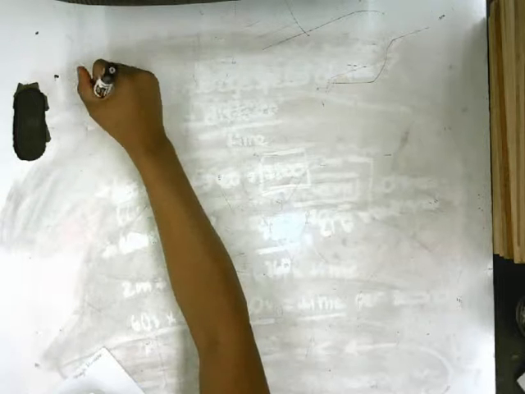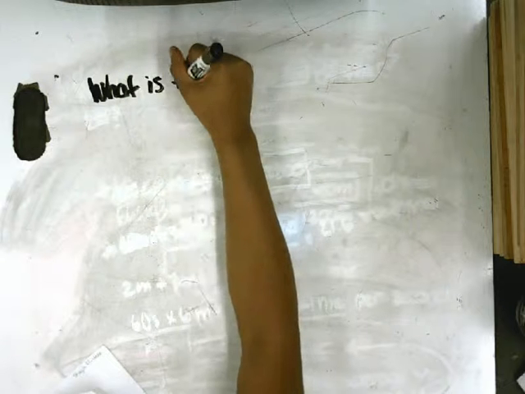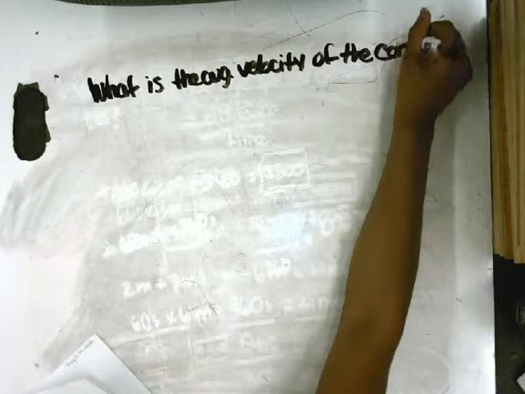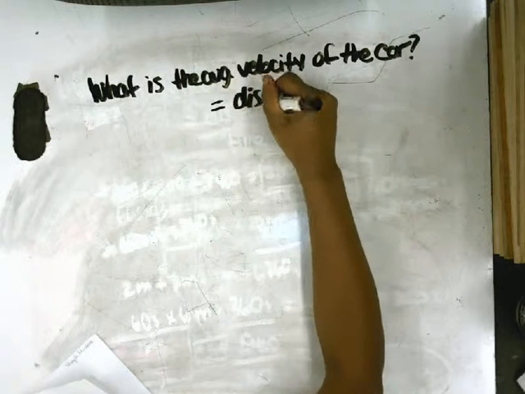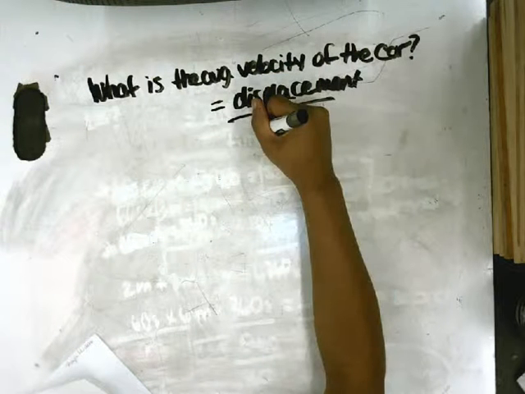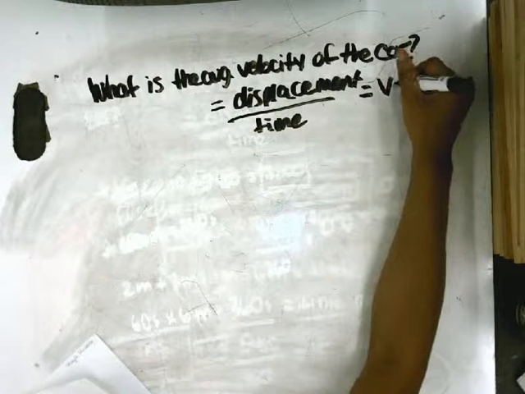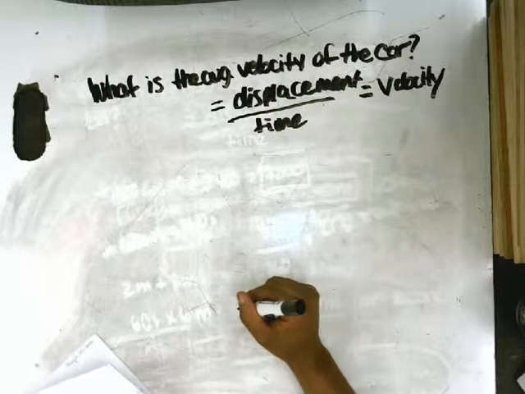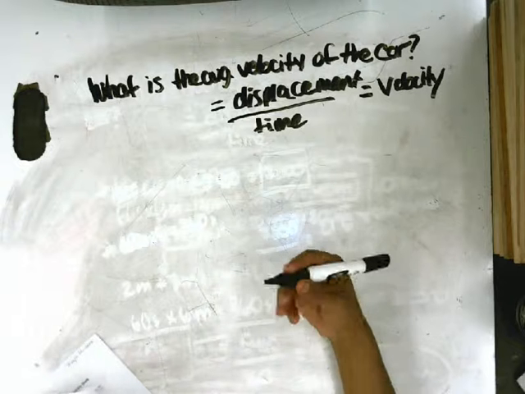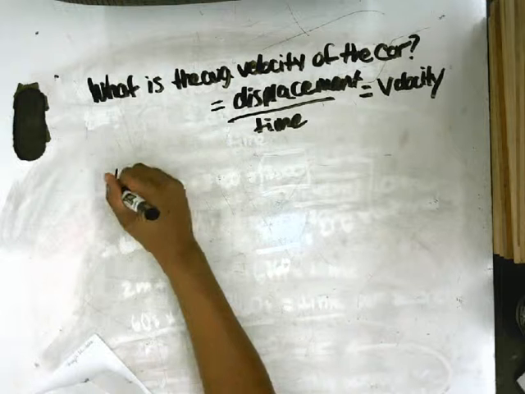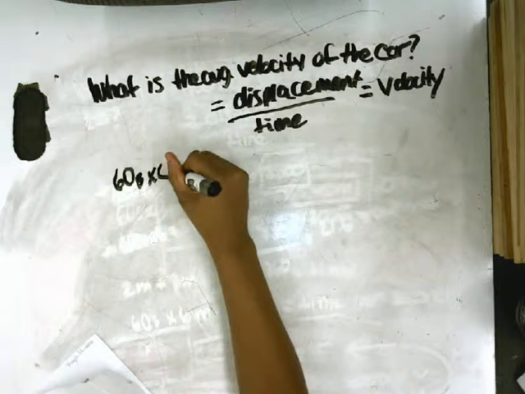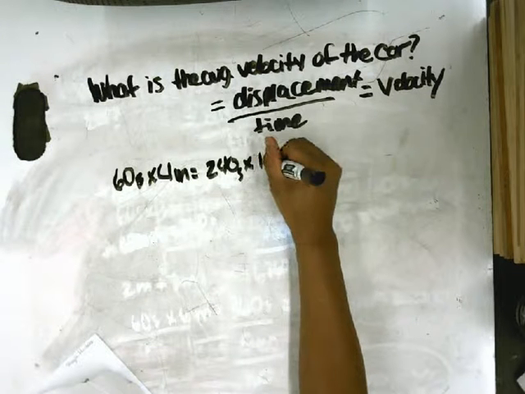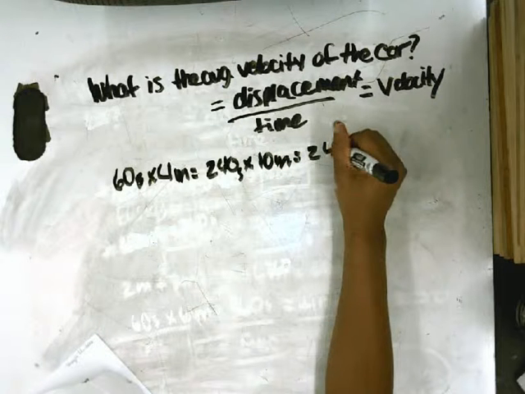So again, we're trying to figure out what is the average velocity of the car. And that equation is displacement over time is going to be equal to your velocity. So again, you're going to figure out how many seconds are in 4 minutes, because it says that the car travels in the x direction at a rate of 10 meters per second for 4 minutes. So you're going to do 60 seconds times 4 minutes, which is going to be equal to 240. You're going to multiply the 240 seconds by the 10 meters per second the car is traveling, which is going to give you a total of 2,400.